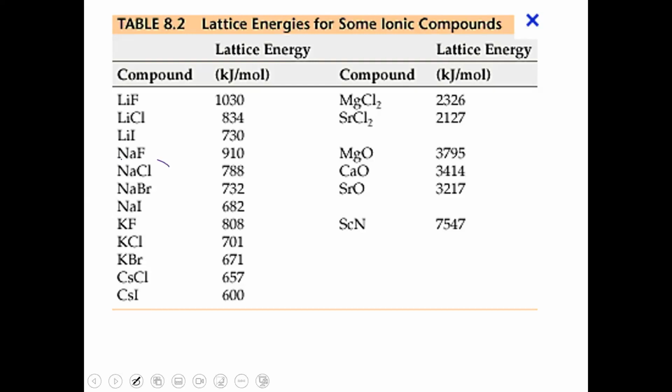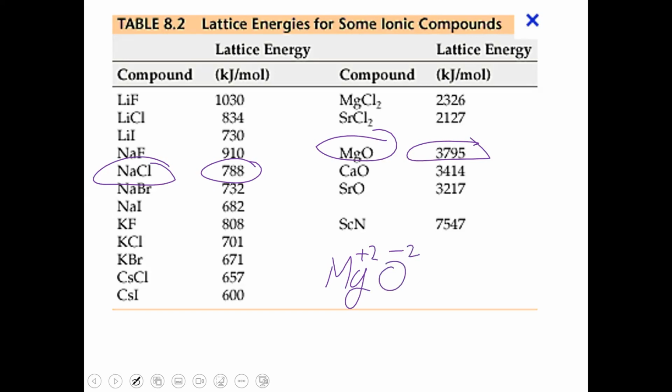Look at the example, for example, sodium fluoride 788. Look at magnesium oxide, 3795. Now you can see that magnesium oxide has an exceptionally high enthalpy change. Why is it so high? Because magnesium oxide is +2, -2. Sodium chloride will be +1 and -1.